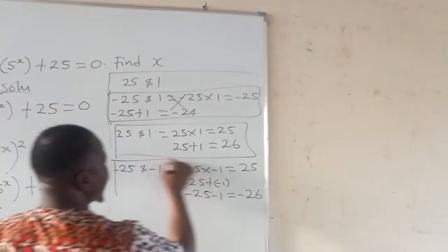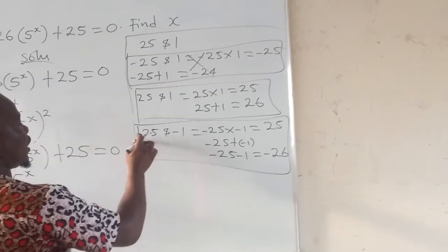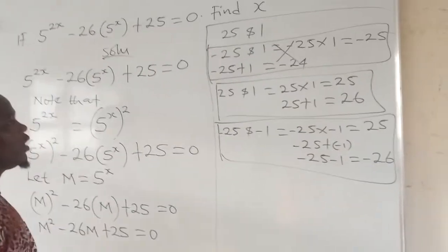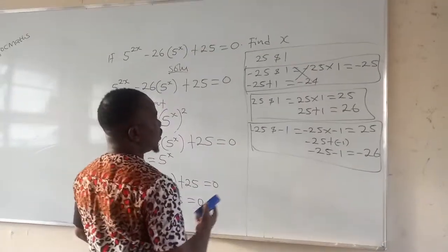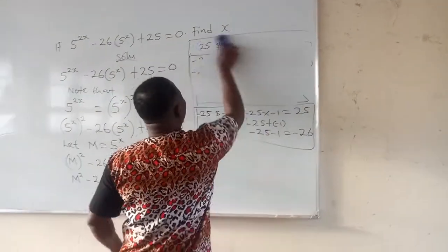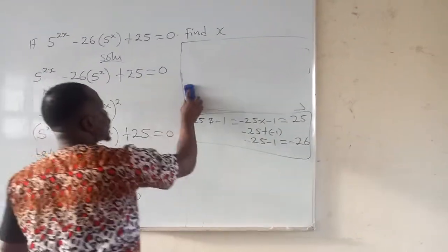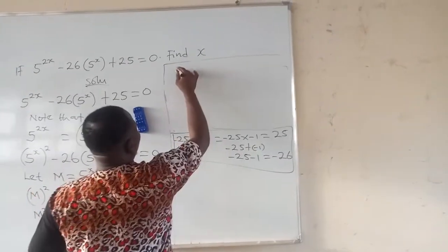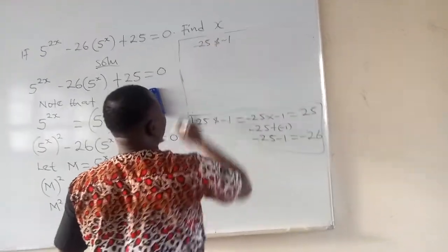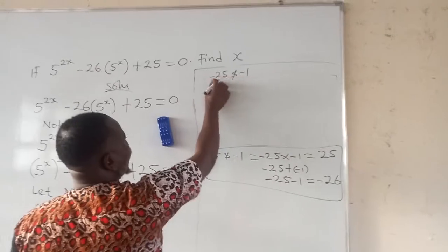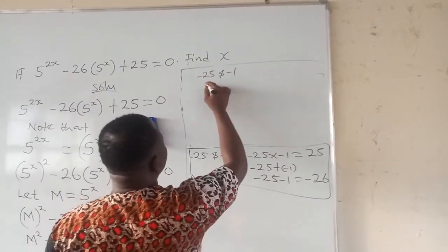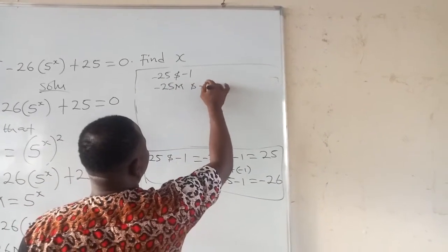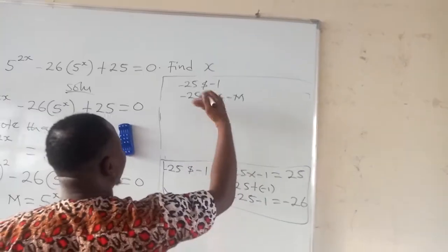So it means this axiom will hold. So the factors are minus 25 and minus what? 1. Is that clear? Now, in the other video, I told us that since we are looking for a variable, which is m here, and we have gotten the factors, minus 25 and minus 1, we just use these factors to multiply m. So definitely this will be minus 25m and minus m, because 1 times m will give you m.